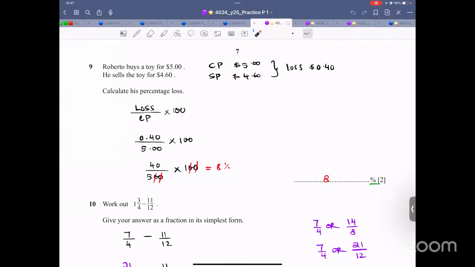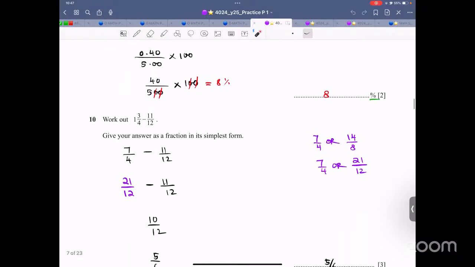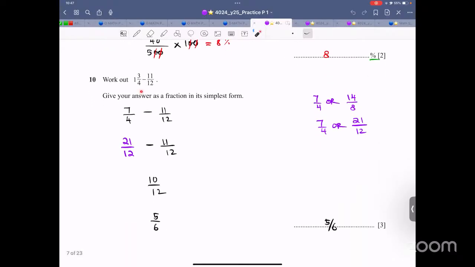Something to do with percentage. Roberto buys a toy for $5. He sells the toy for 4.60. That means he's making a loss of 0.40. Divided by the original, which is 5, into 100, and you get the answer. That is 8% loss. Fractions, that is simple.